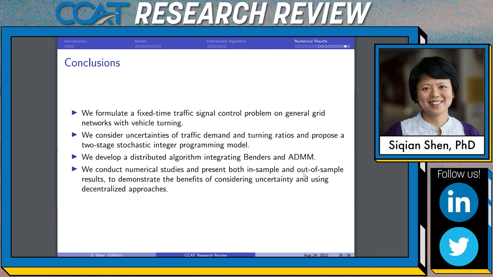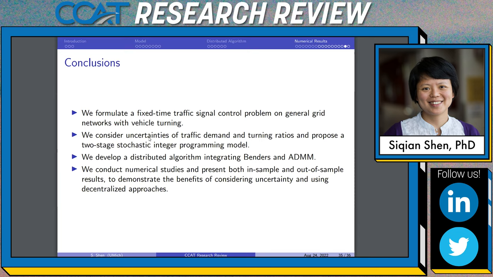So the conclusion is the following. What approach did we use? First of all, we try to solve a fixed-time traffic signal control problem on a general grid. In fact, you don't have to restrict yourself to a grid. It can be any kind of network. As long as you want to connect all the intersections, you can try to see whether you get any benefit out of it, using our model.